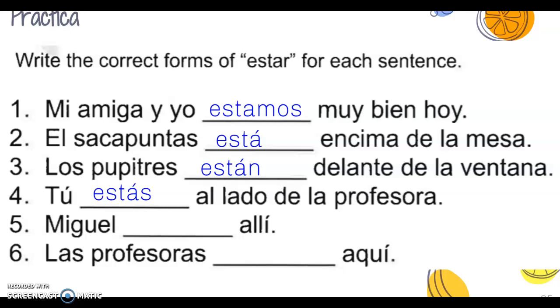Okay? And then we've got Miguel está allí. Just saying Miguel is over there. And las profesoras están aquí. Professors are here. Okay, so hopefully you guys all got those correct. We will do some more practice today and tomorrow.